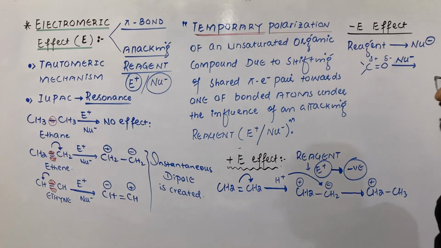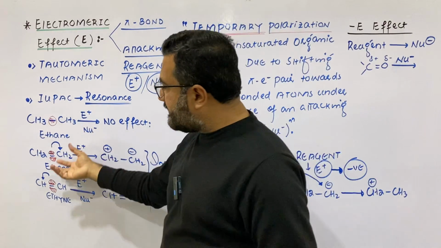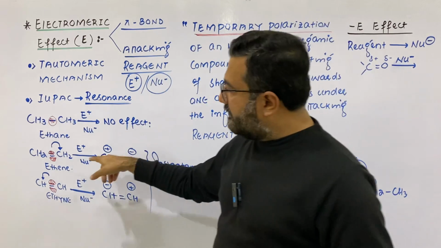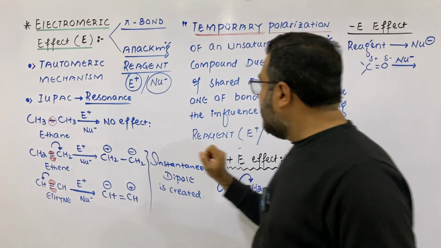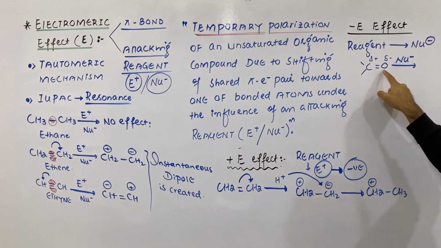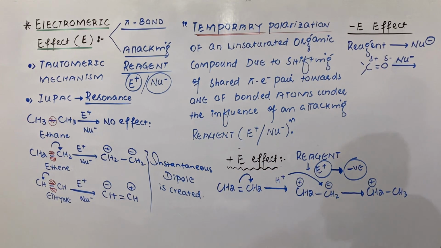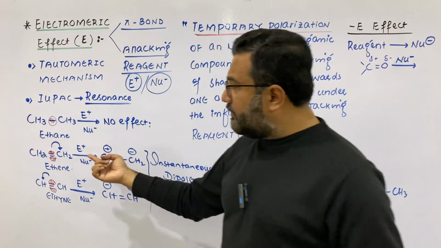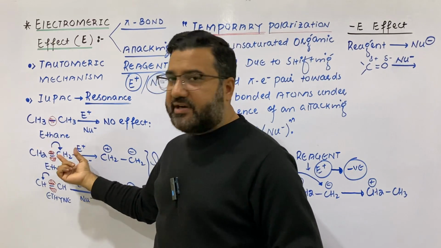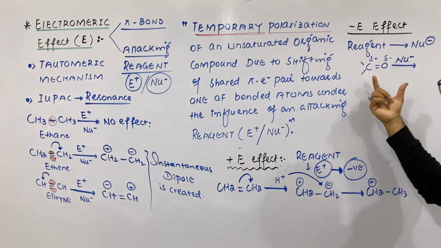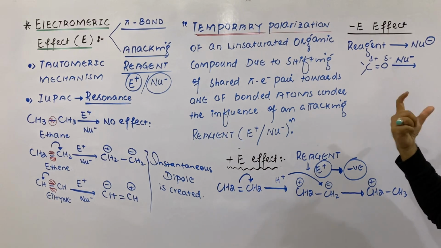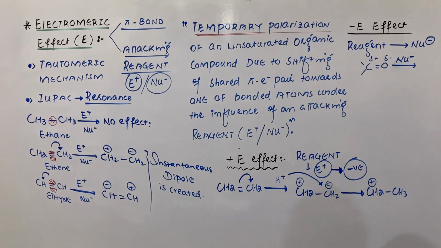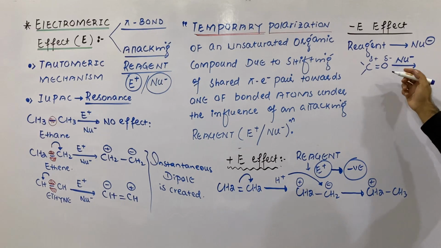My dear students, in the previous cases that we have discussed so far, the pi bond was present between two same atoms. But in this particular case, the pi bond is present between two different atoms. So here, the pi bond could be shifted to any of the two bonded atoms. But in this case, the two atoms are different. So we will have to decide the direction of the shifting of the pi electron pair.